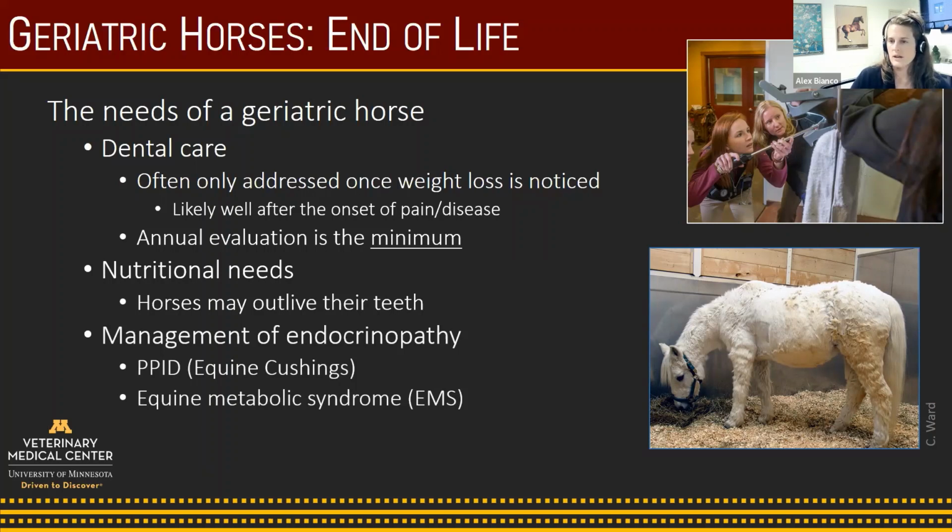So PPID really is the big one here. As horses get older, they're more likely to be diagnosed with PPID. And as many of you know, PPID requires daily treatment for life with pergolide medication, which can be expensive.